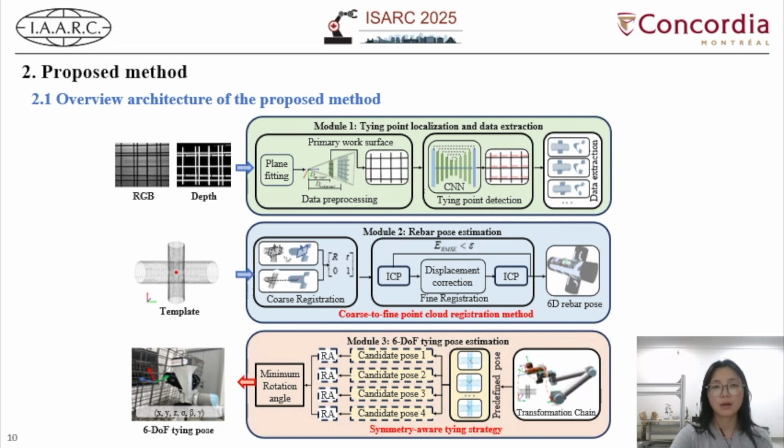In Module 2, a coarse-to-fine point cloud registration method is proposed to estimate the pose of rebar in intersection areas by computing the transformation needed to align the node template with observed data. In Module 3, a symmetry-aware tying strategy is employed to optimize the conversion from rebar poses to tying poses by determining the optimal roll angle.